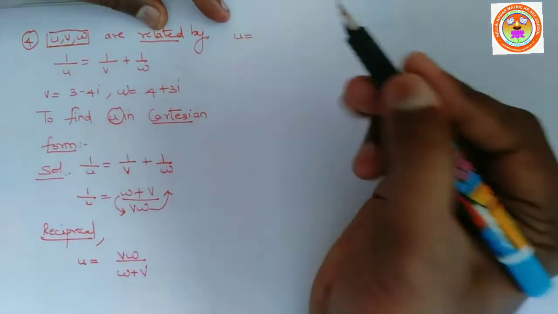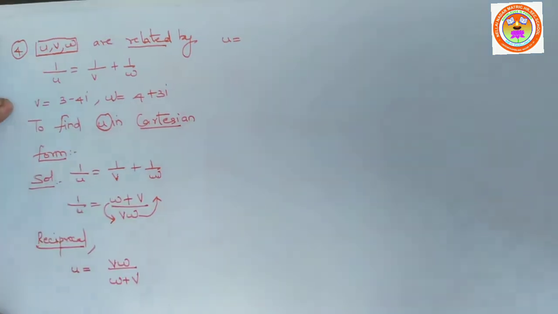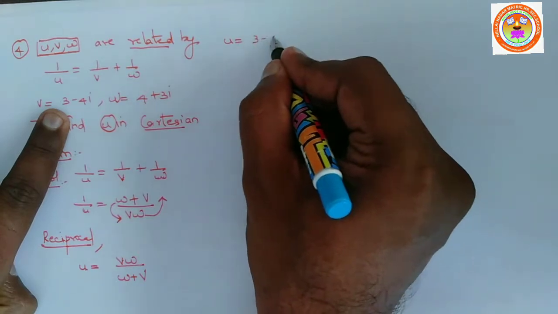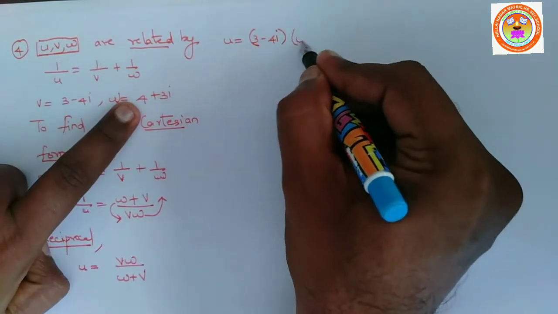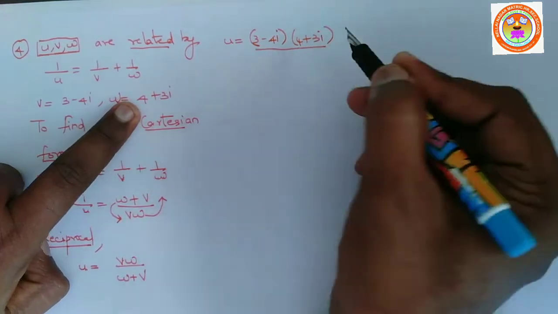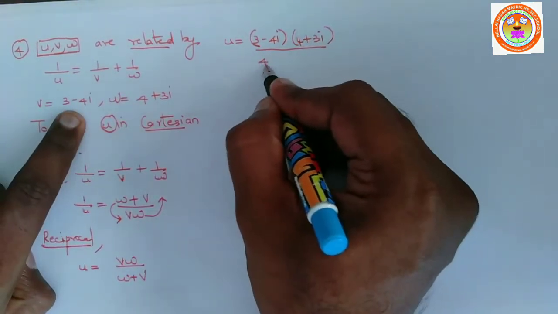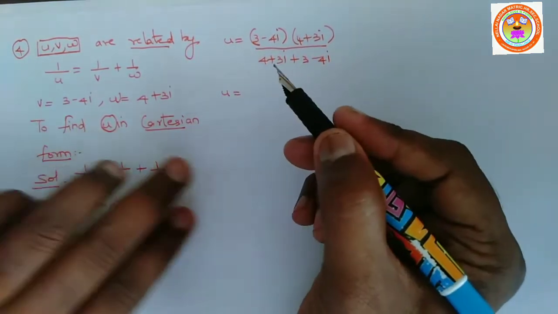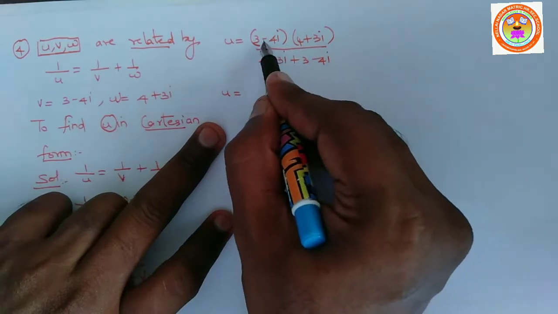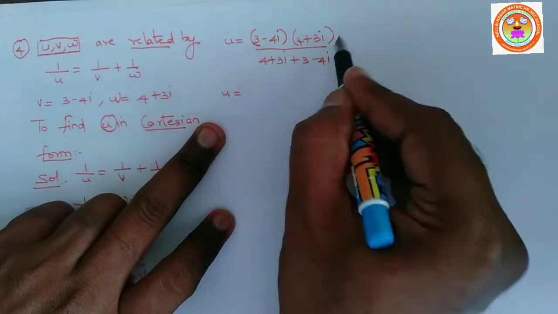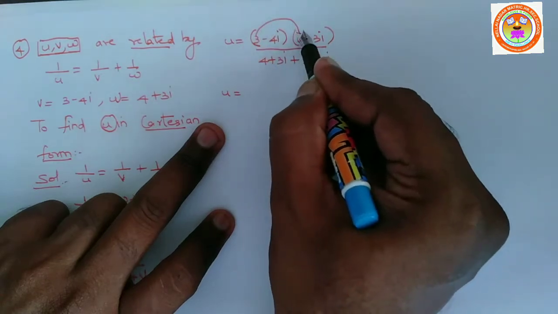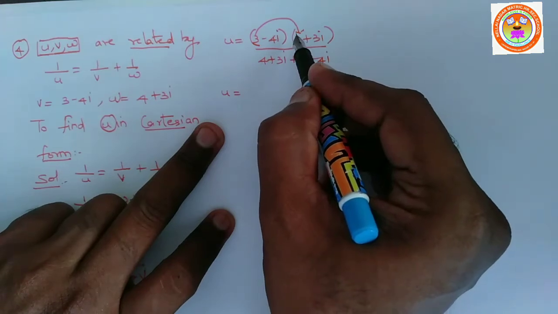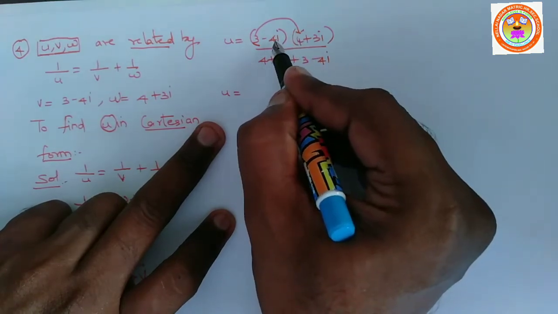So U is equal to V into W, V is 3 - 4i, W is 4 + 3i, divided by W plus V, that is 4 + 3i + 3 - 4i. Listen carefully, this is not a conjugate pair. This is minus 4i, this is plus 3i, both are different, not conjugate. So you need to multiply. You cannot use the formula (a + ib)(a - ib) = a² + b², because this is minus 4i and this is plus 3i.